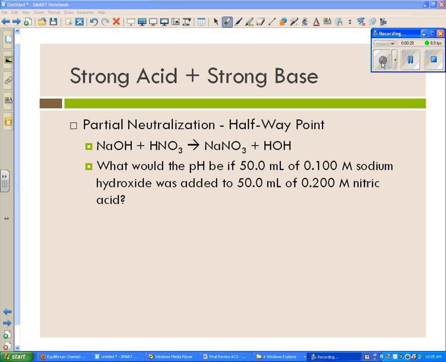At the halfway point, we determined in the first calculation that we made yesterday that we needed 100 milliliters of our base to neutralize our acid. At this point in the neutralization, we've added 50 milliliters, which is halfway to complete neutralization. It's still just a partial neutralization problem though. We need to look at how many moles of acid we have, how many moles of base we're adding, figure out how much acid is remaining after we've added that much base, and then we can calculate the pH from there.